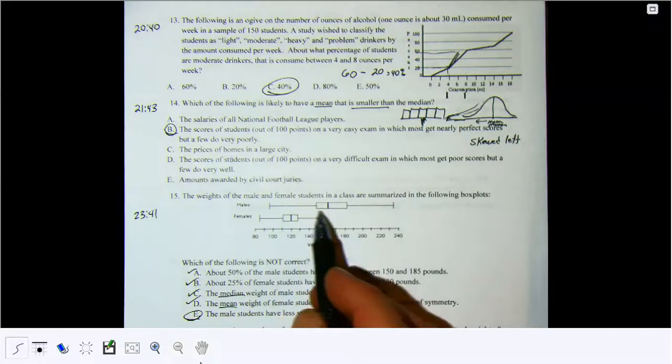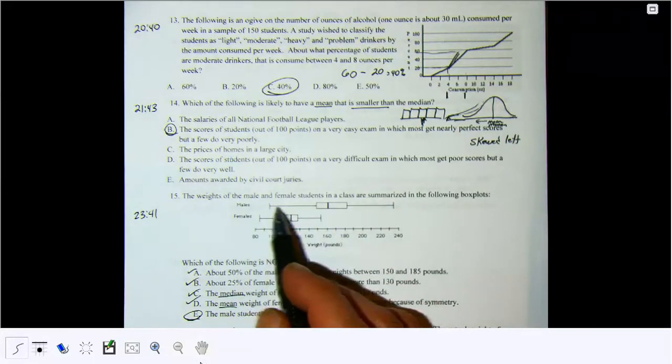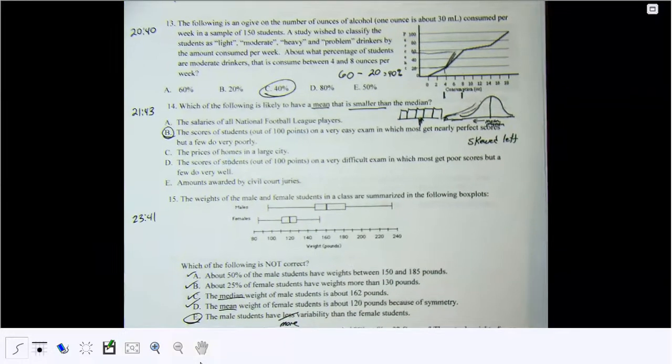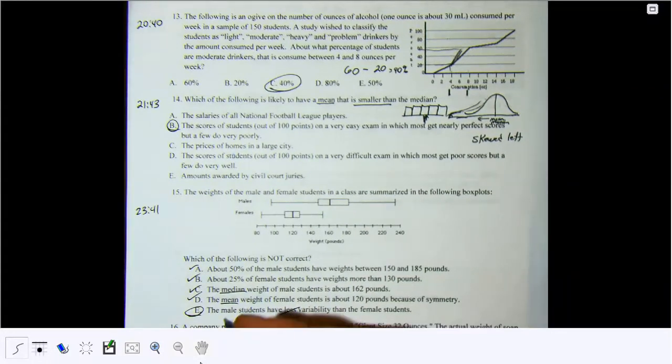And E, the male students have less variability. Process of elimination gets us to this answer. Male students have less variability, but we see that's the wrong statement. We're spread out. My range is much larger, so that means it actually has more variability. Okay. All right, 16 is checking in at 2540.